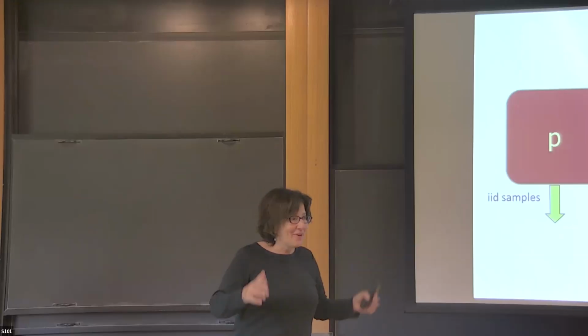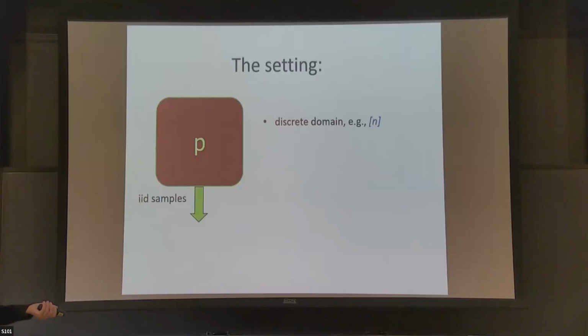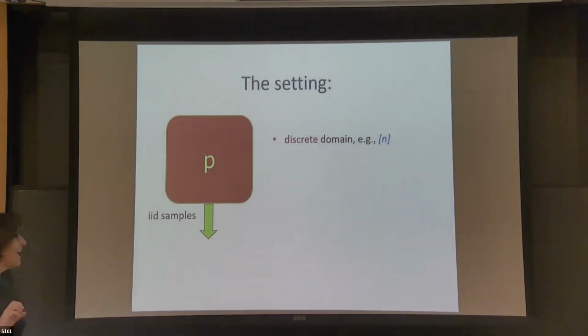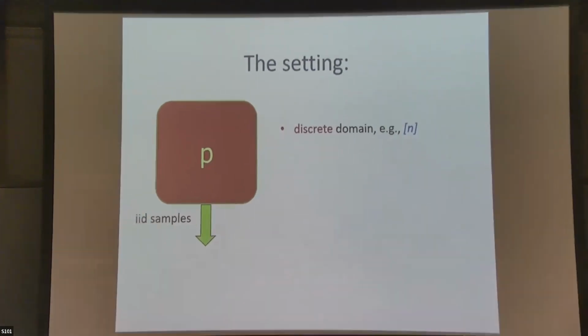I'm just going to get to the point. So the setting is you have a distribution and it's on a discrete domain. So none of these continuous distributions. Okay, this is all very discrete. And we're going to use little n.